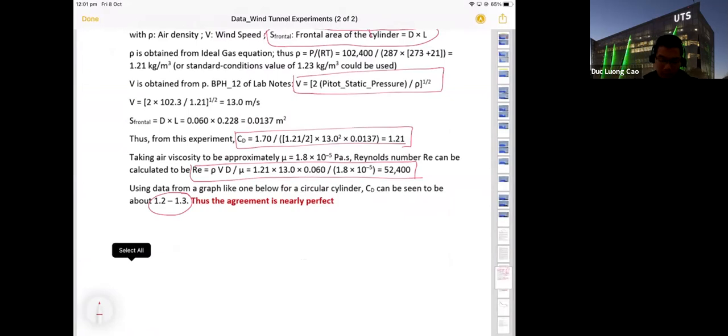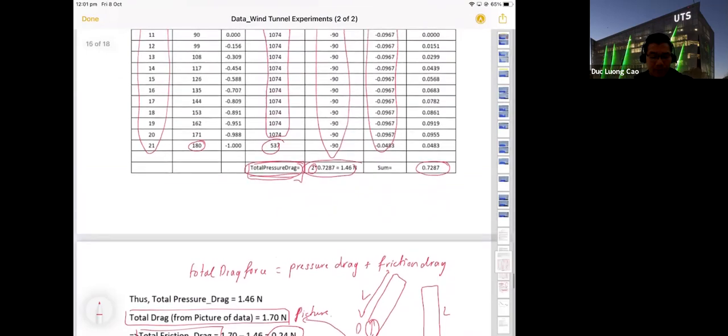Okay, so we will compare this one with CD from the calculation. We compare, and you give the reason for the difference. You can discuss maybe its application, the possible application, the reason for the difference, or something to improve the experiment. Okay, this one is for part A.